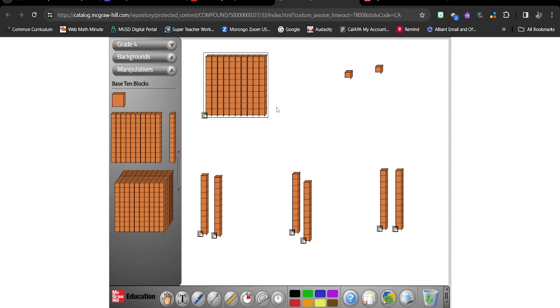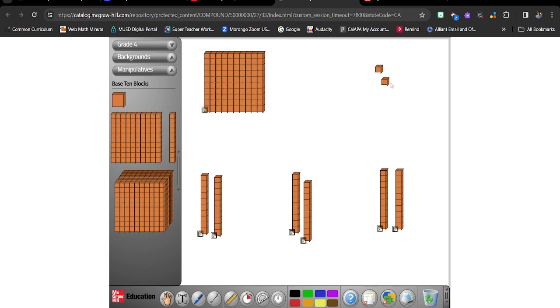By regrouping it, I'm not losing anything. I'm not adding anything. I'm simply changing the way that it is grouped. That's why it's called regrouping. So this right here, I'm going to explode this 100 into 10 tens, because 10 times 10 equals 100.